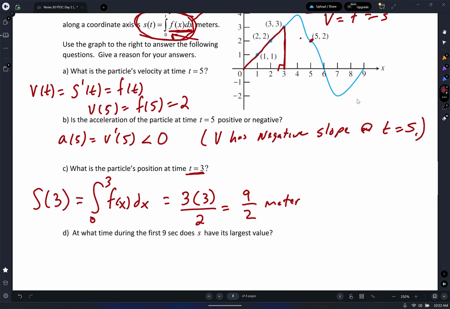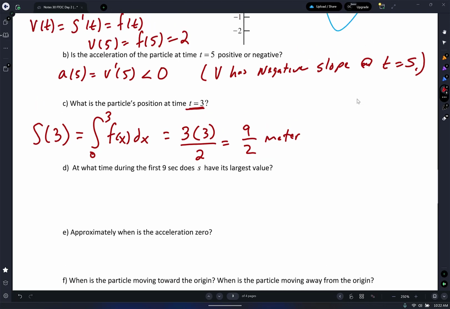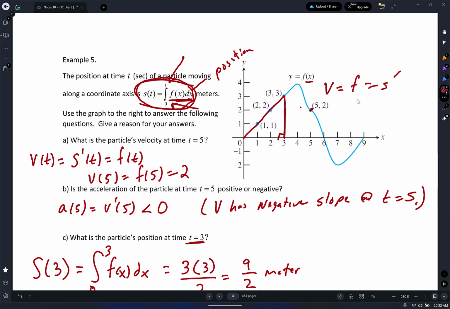At what time during the first 9 seconds does s have its largest value? They want to know, when is s the biggest? Give me a t value when s is the biggest. Not 4. Yeah, at 6. Why?